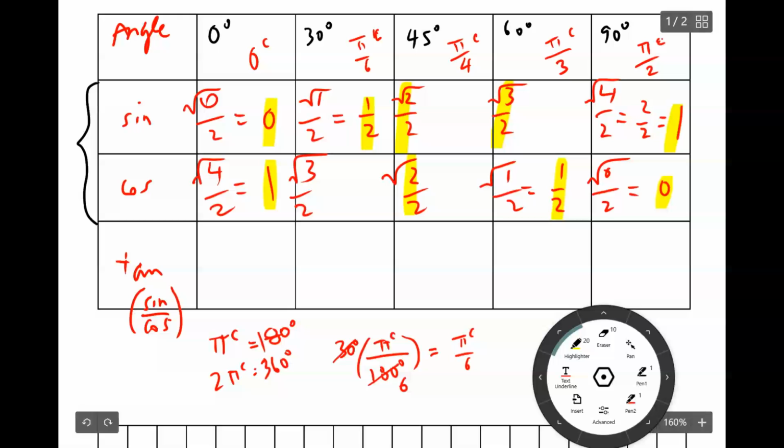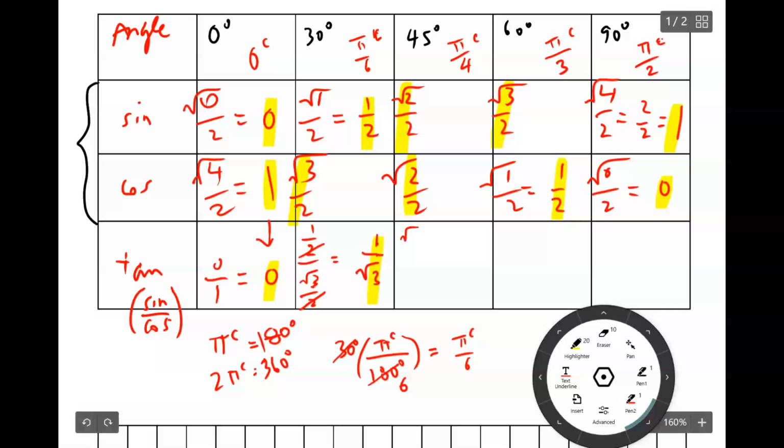And for the tangent, remember, we're just going to take the yellow numbers. We're going to take the sine and divide it by the cosine. So sine divided by cosine in this case would be 0 over 1, which is equal to 0. I want you to reduce that, okay? Sine over cosine in this case is 1/2 divided by square root of 3 over 2. If I have 2 in both denominators, I can cancel those out, so I end up with 1 over square root of 3. I don't mind if you leave the radical in the denominator.